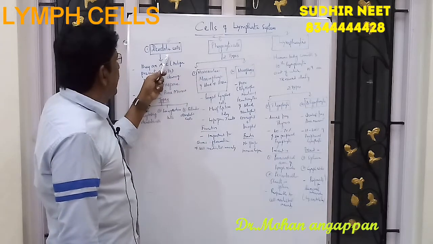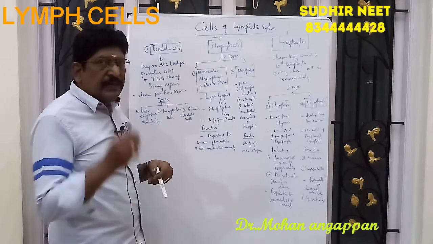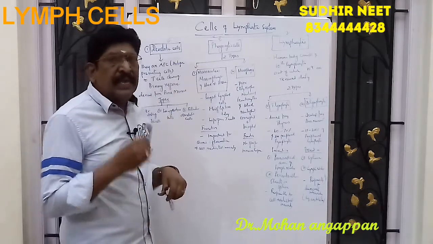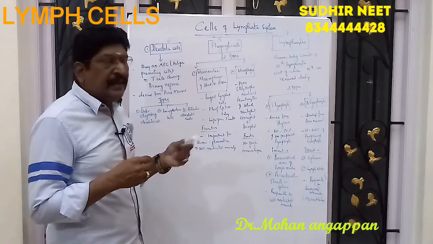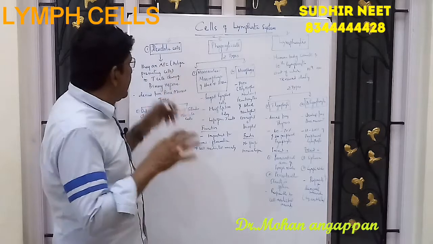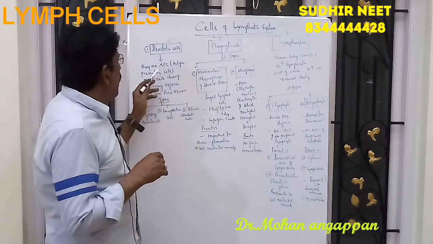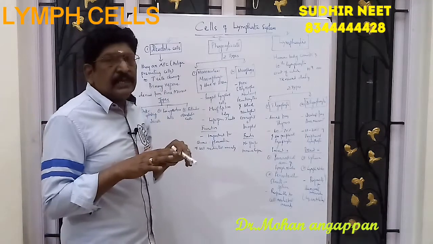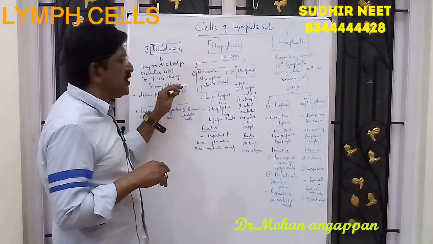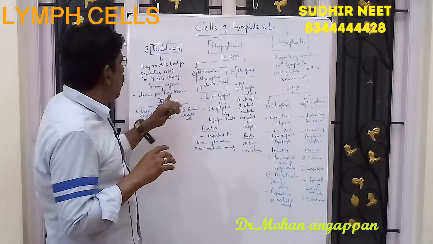One, the dendritic cells. They are the APC, antigen presenting cells, to the T cells during the primary response of the immunity. We will deeply explain this APC etc. in the immunity portion. So the dendritic cells of the lymphatic system are the APC, antigen presenting cells, to the T cells during the primary response of the immunity. Then they are derived from bone marrow.